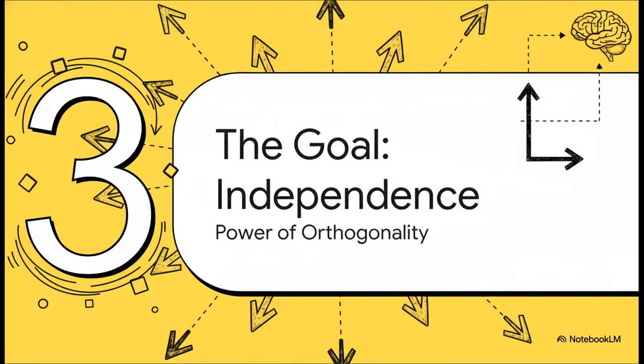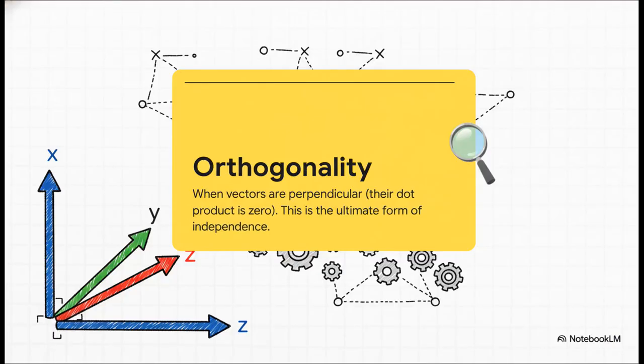Okay, so we want unique, efficient vectors, we get it. But what's the dream? What's the absolute best-case scenario we're shooting for? That, my friends, brings us to the beautiful concept of orthogonality. Orthogonality is the peak form of independence. It means your vectors are perfectly perpendicular to each other, like the x, y, and z axes in 3D space. Their dot product is zero, which is just the mathy way of saying they have absolutely nothing in common. A change along one has literally zero effect on any of the others.